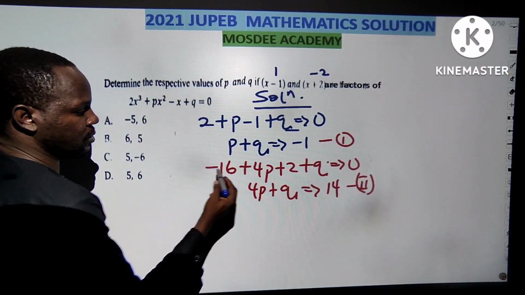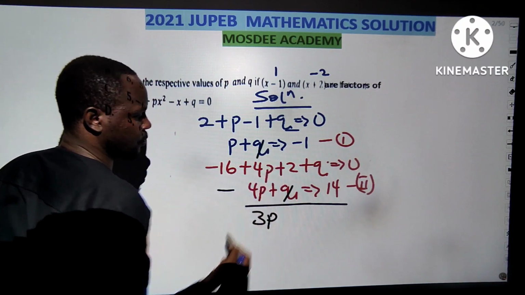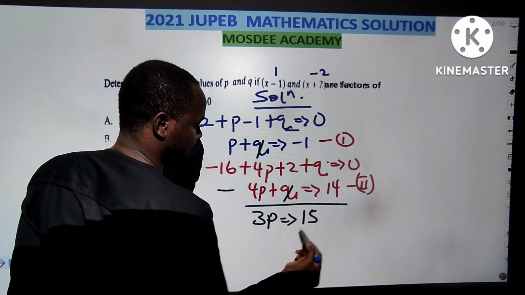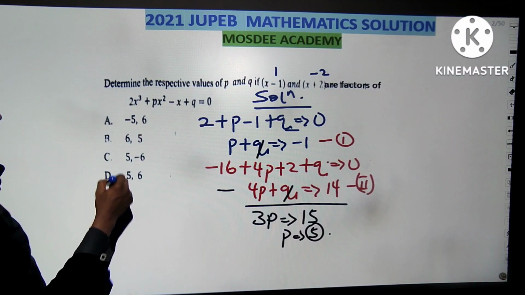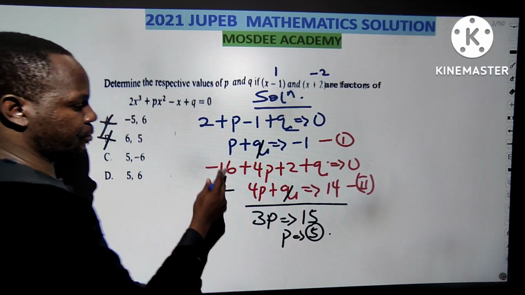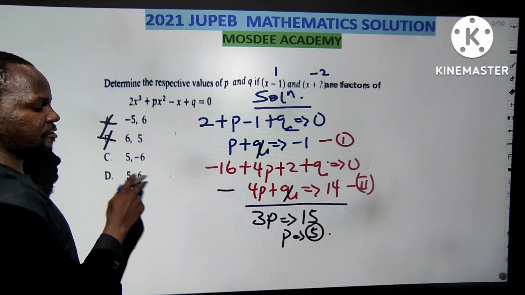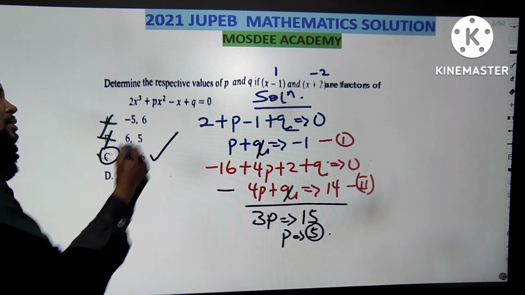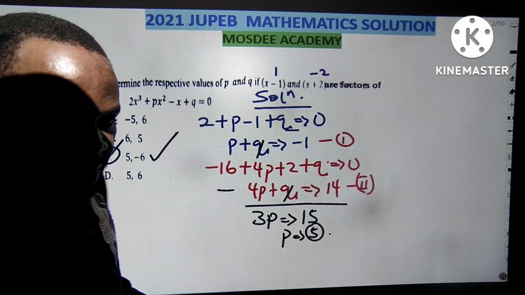Subtracting the equations, 4p minus p gives me 3p. q gets cancelled out from subtraction. 14 minus minus 1 is 14 plus 1, that is 15. So p is 15 over 3, which is 5. So 5 is the first answer. 5 plus what is going to give me minus 1? 5 plus minus 6. You can get q from equation 1, so this is valid. Because of time, we have to move on. So 5 plus minus 6 gives me minus 1. So next question.